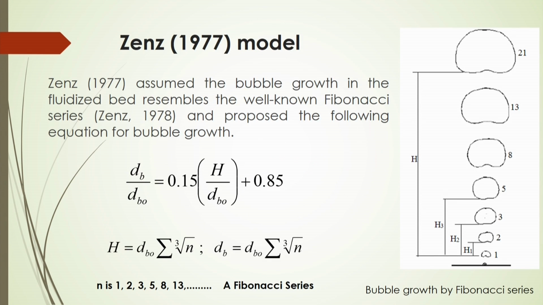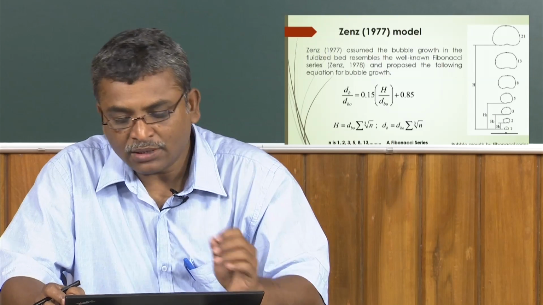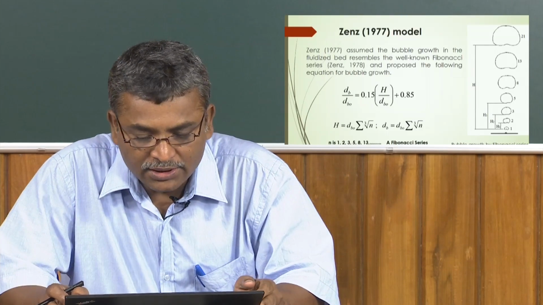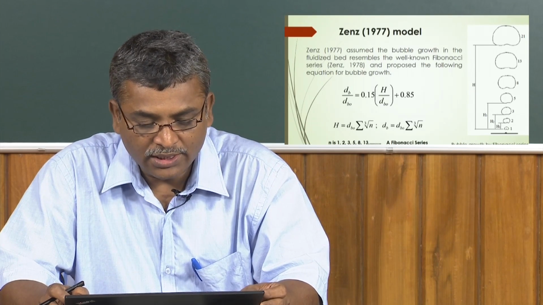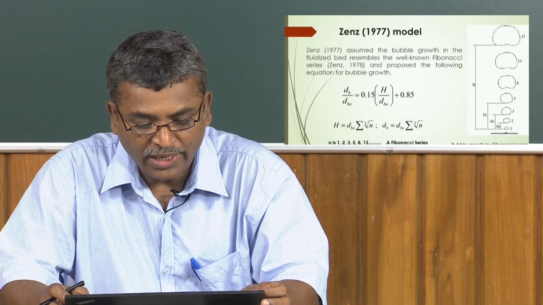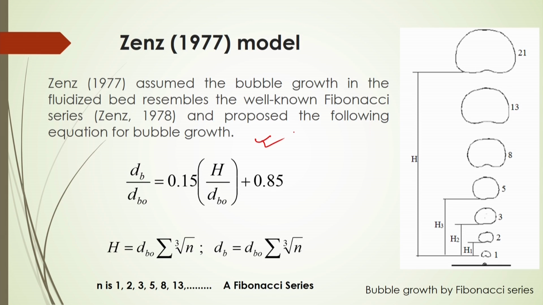Zenz 1977 proposed another model to calculate the bubble diameter here. They have assumed that bubble growth in the fluidized bed resembles the well known Fibonacci series, that is given by Zenz 1978, and proposed the following equation for bubble growth here. In this case, the ratio of the bubble diameter at a certain height to the initial bubble diameter will be equal to 0.15 into h by dv 0 plus 0.85.